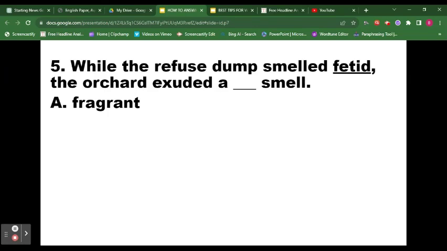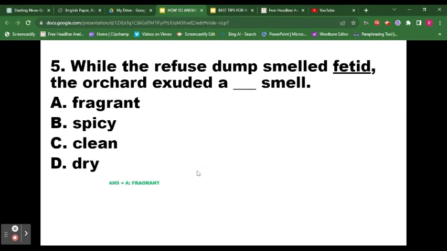So let's look at options: A, fragrant; B, spicy; C, clean; D, dry. And we are looking at the kind of smell that we can use to describe the orchard, and that is fragrant. A is the answer, fragrant. Okay.